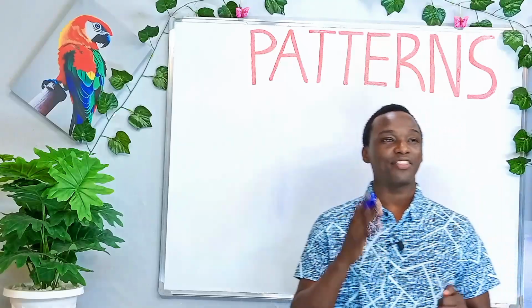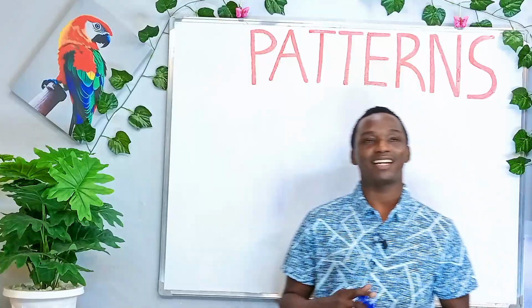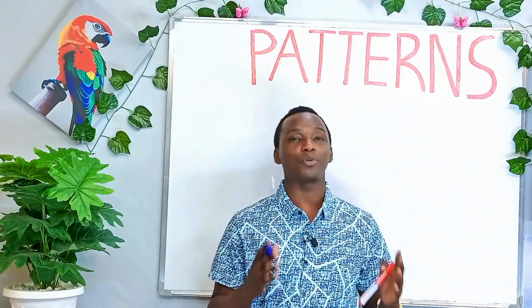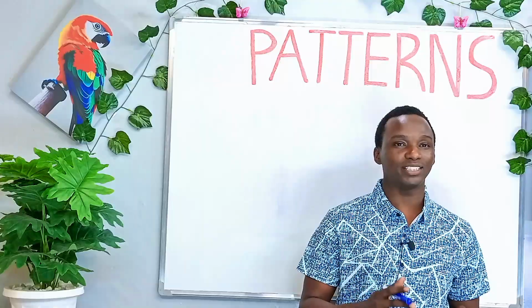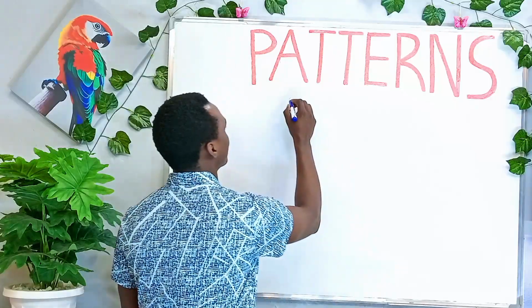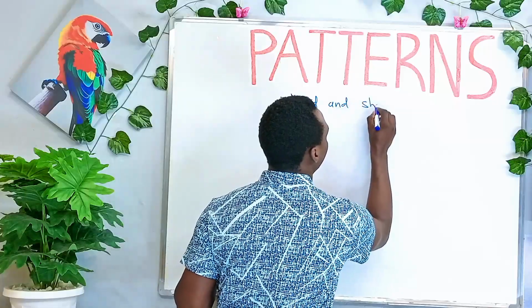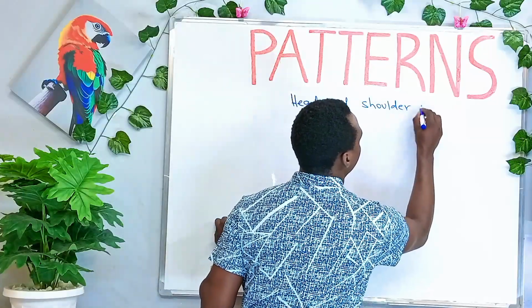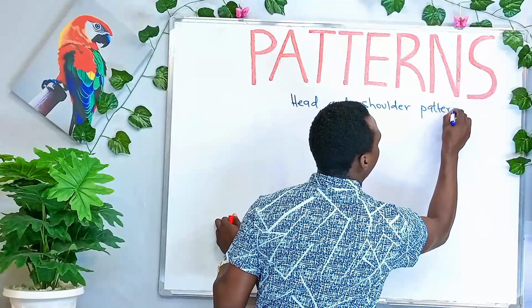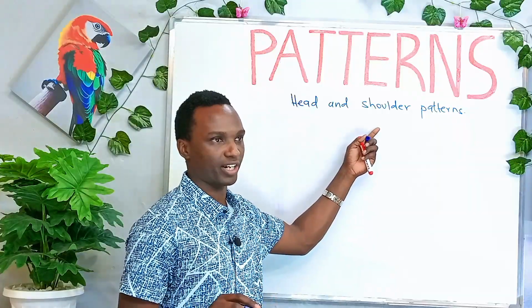To understand the head and shoulder pattern in technical analysis, we say that it signifies a potential reversal from a bullish to a bearish trend. So just to illustrate, what we are saying is that we are looking at the head and shoulder patterns. We are saying that this head and shoulder pattern converts a bullish trend to a bearish trend.